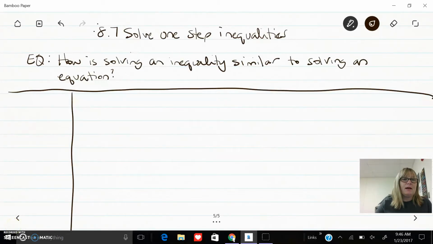Okay, last lesson in chapter 8 before your test, which will be next week. So make sure that you understand how to do the things in chapter 8. All right, so we're moving on to solving inequalities. We've learned how to write them, identify them, graph them, and now we're going to solve them. But we're going to solve and graph.